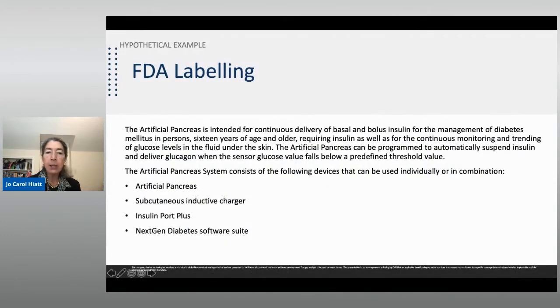So the FDA labeling allows for use of this device with some of the components separate if necessary or appropriate for that individual. But this is the labeling that was produced. And I want to remind everybody, this is hypothetical. I wish this thing existed, but it does not. Next.